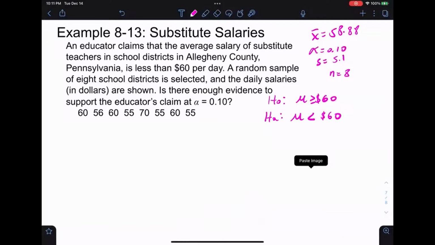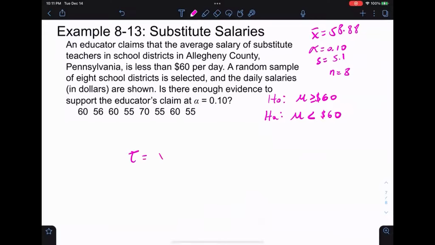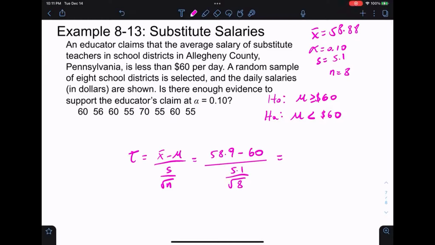Okay, so now we have everything that we need. So we need to solve this problem. The t-test equals x minus mu over the sample standard deviation over the square root of the sample size. So this is 58.9, let's round it to 9, minus the mean, which is 60, and then the sample standard deviation is 5.1, square root of 8. So this is 58.9 minus 60, and then 5.1 divided by the square root of 8, and we get 1.80. So negative 1.1 divided by this number, you get negative 0.61.